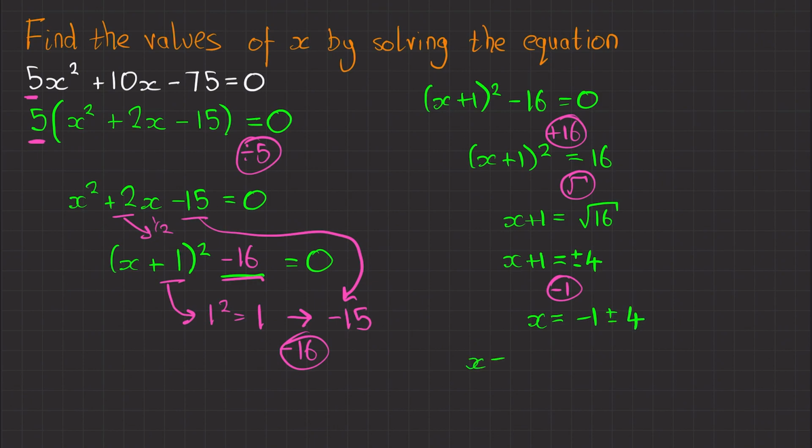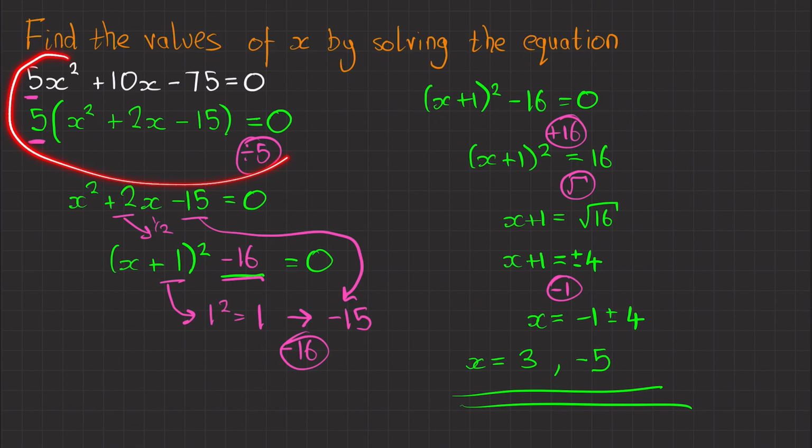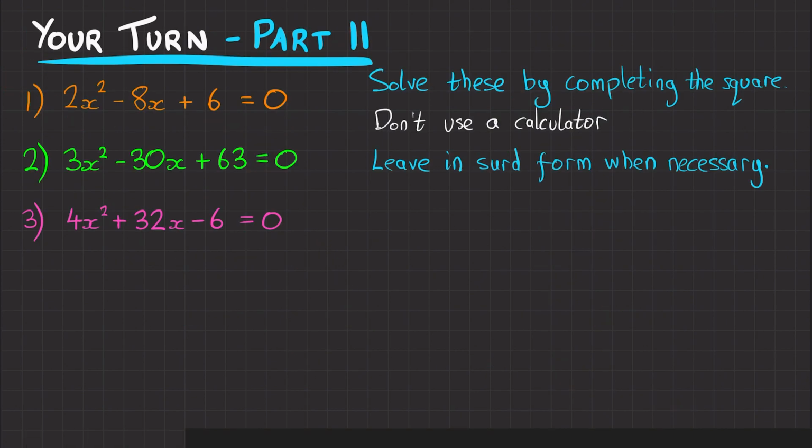It's in a really nice format, so we can find the final numerical values. As a final check, substitute 3 back into the original equation and you should get 0 as your answer, and then substitute minus 5 back into the original equation and it should also equal 0. Same process as the previous questions, the only difference is we've got an extra step at the very beginning in which we need to take out a factor from the equation, and that factor is the coefficient of x squared. The last three questions of the video for you to try now, solve these by using completing the square. Pause the video, resume when you're ready to see the answers.